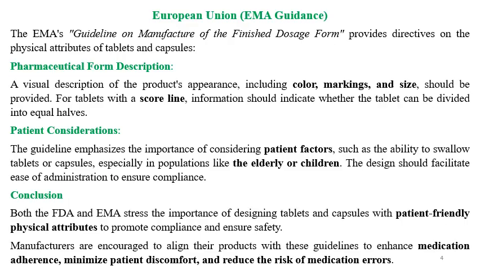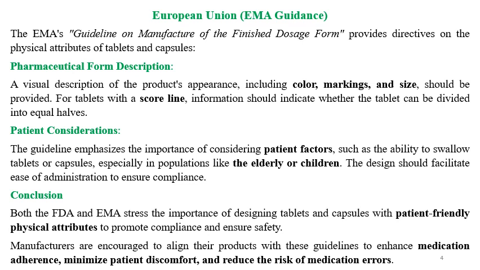Then, as per the European Union, EMA's guideline on manufacture of the finished dosage form provides directives on the physical attributes of tablets and capsules. You can go through that guideline and have the complete understanding. Under pharmaceutical form description, this guideline gives a recommendation and requirement for the description. A visual description of the product's appearance, including color, marking, and size, should be provided. For tablets with a score line, information should indicate whether the tablet can be divided into equal halves or not. That means whether you are required to split the tablet or not.